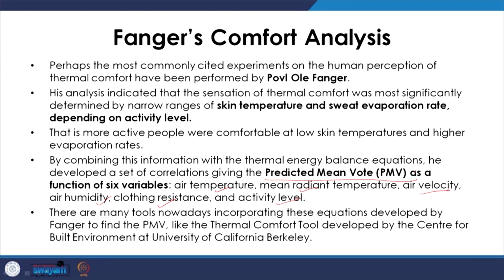So, for the given same set of parameters, the environmental as well as personal parameters, what would be the predicted mean vote, from neutral, which is 0, to thermally too hot or cold. So, what would the subject be voting for this particular set of conditions, which was PMV, developed by Fanger's comfort analysis, and that became a very common method of indexing in a very simple manner the environmental conditions.